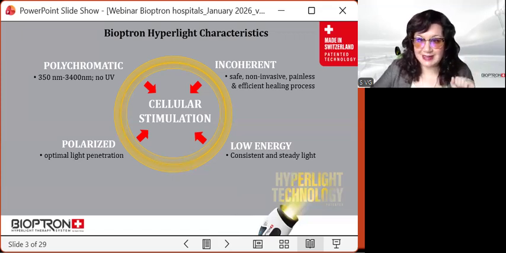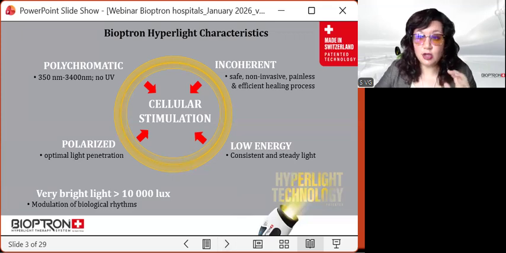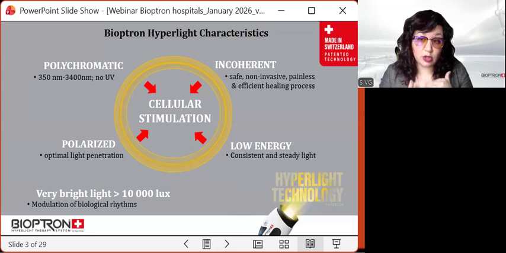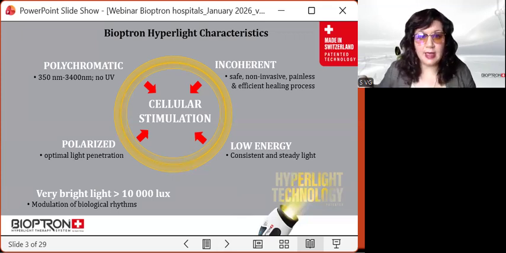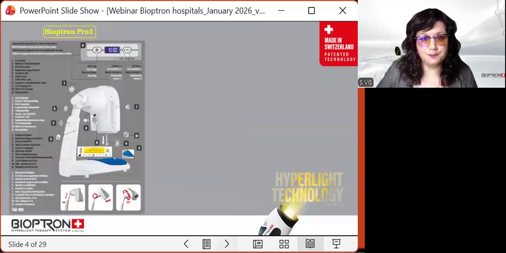And the fifth characteristic of the light of Bioptron, that sometimes we forget, is that Bioptron devices provide very bright light, more than 10,000 lux. And this is very important, as we will see, to modulate the biological rhythms, and it will be very important to fight depressive-like symptoms.